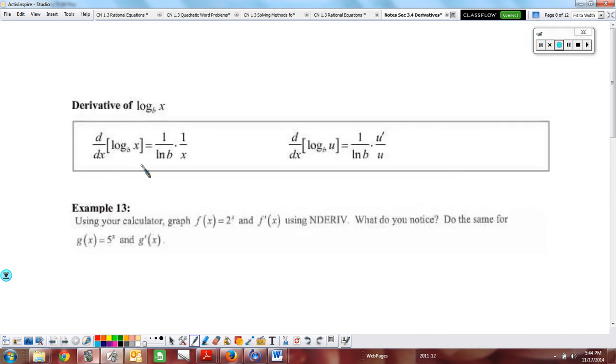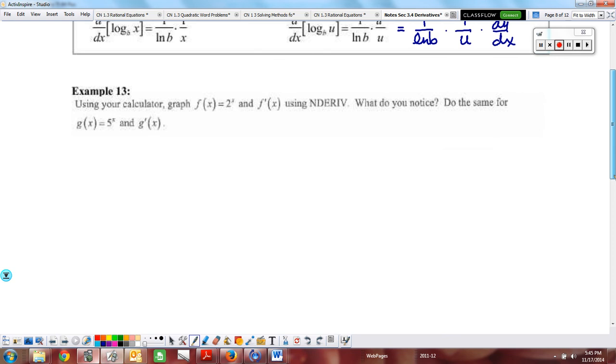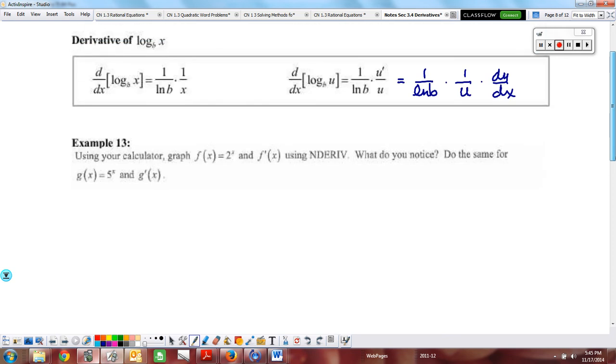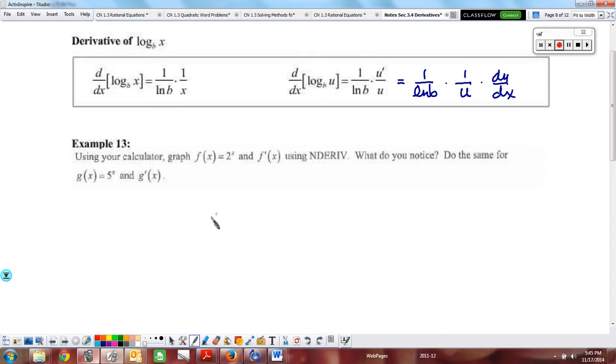Okay, so here are your two rules, log base b of x and log base b of u. And again, my preference is to do it this way because I don't like to forget the u prime. So I do 1 over u times du dx. So that way I kind of don't forget that part. All right, so that's that. That's our natural log and our log base b.